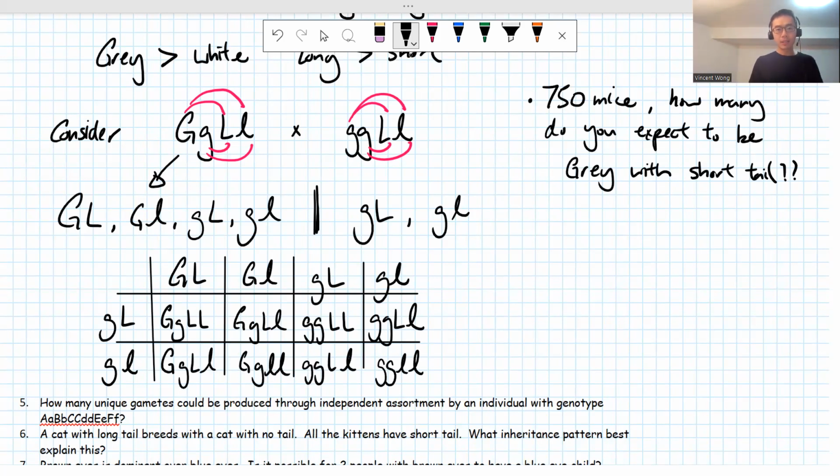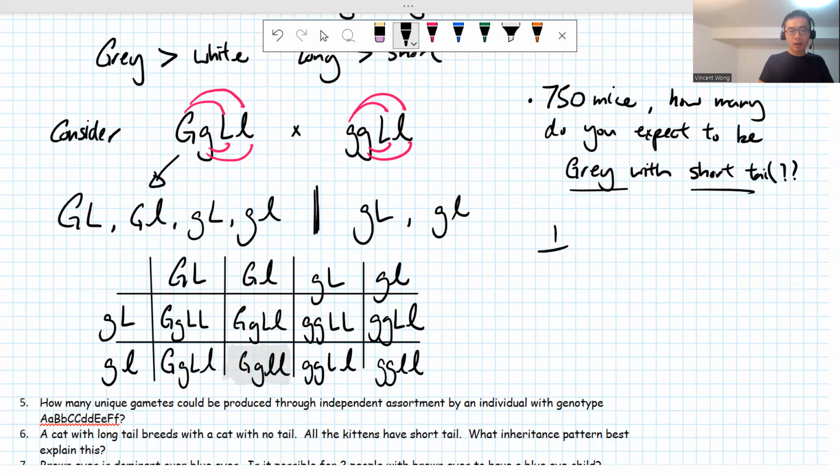And so over here, we are looking for gray with short tail. Gray is the dominant trait, right? So anything with a big G, and then short tail has to be little l, little l. So actually, it's just this one. That is big G, which is gray, and then little l, little l. That's the only one that has what we're looking for.